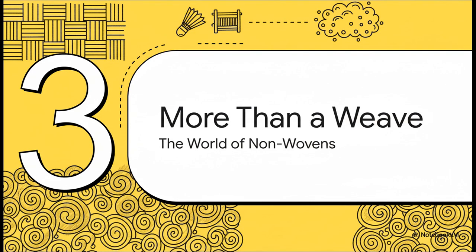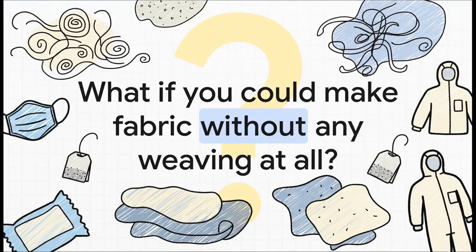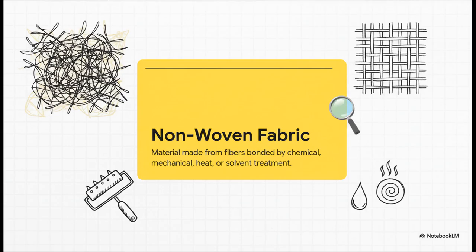So far, we've been talking all about weaving, that classic grid of warp and weft. But what if I told you that some of the most important fabrics in our lives aren't actually woven at all? It sounds impossible, doesn't it? I mean, how do you make a sheet of fabric from threads if you don't interlace them? Well, the answer lies in a whole other category of textiles that are all around us, usually hidden in plain sight. These are called non-woven fabrics.